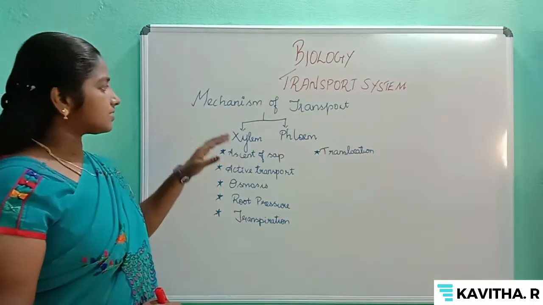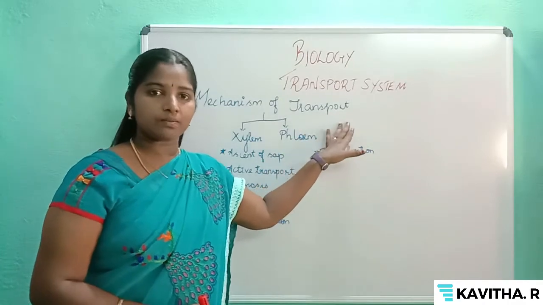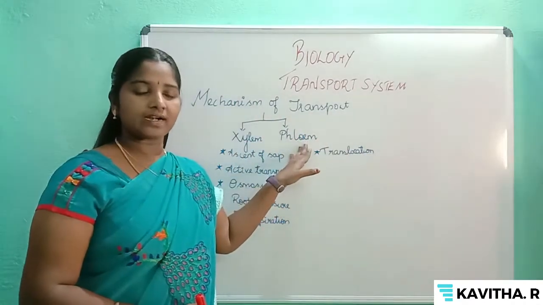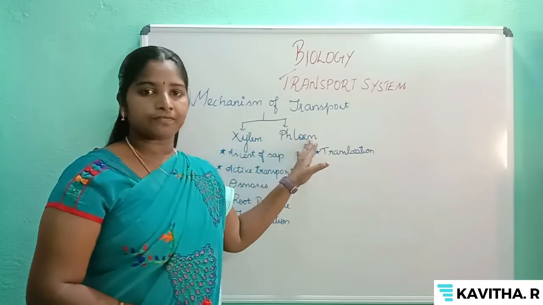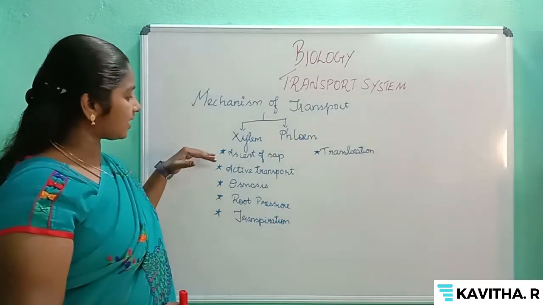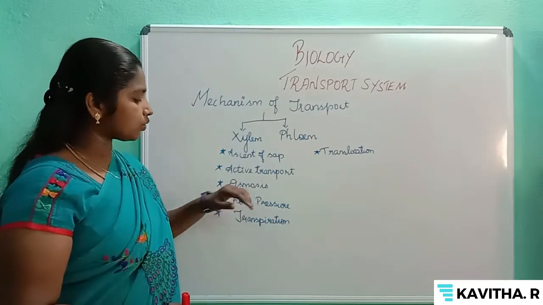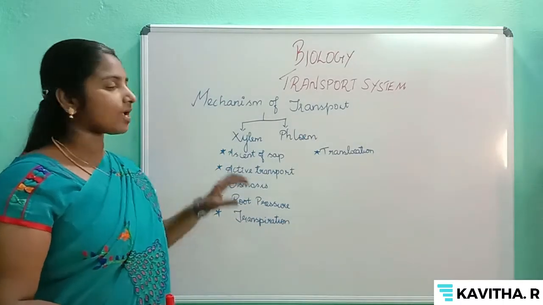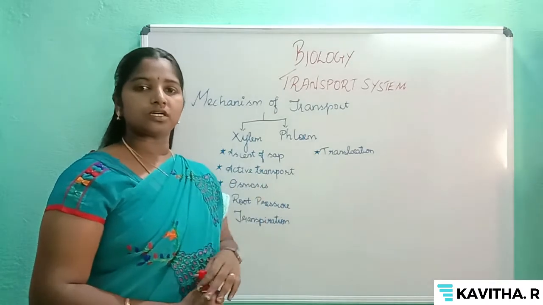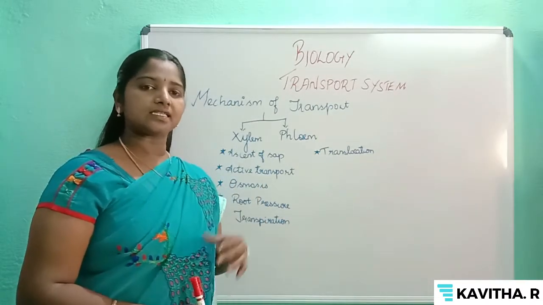The first one is the mechanism of transport. In plants, transport takes place by two tubes, as I told you already, called xylem and phloem. In the xylem, we are going to see these terms: ascent of sap, active transport, osmosis, root pressure and transpiration. I'll tell you where each one is involved throughout the mechanism of transport. Let us see in detail.